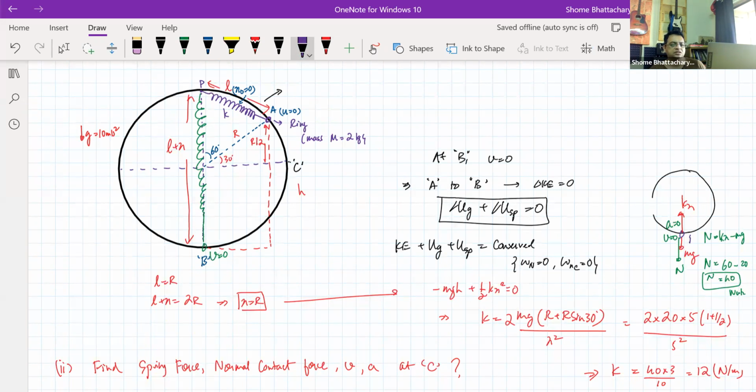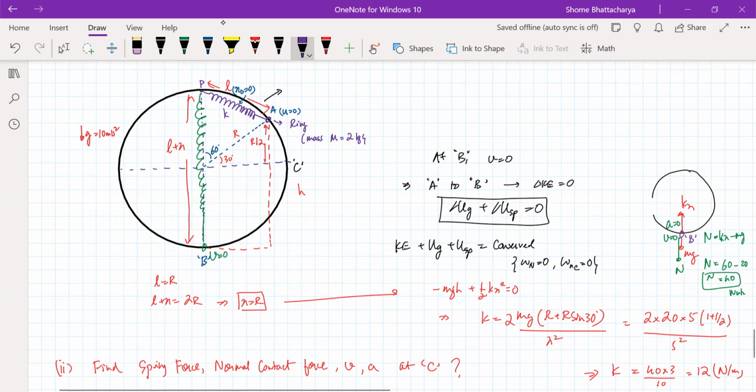Now we have to repeat all this for C. So once again, you have to use work energy, one relation. You have to use dynamics, another relation. And you have to use geometry to understand the extension of the spring. So dynamics, geometry, and the other one was work energy. Okay, sir. Because you need centripetal acceleration, you need speed, all these things.